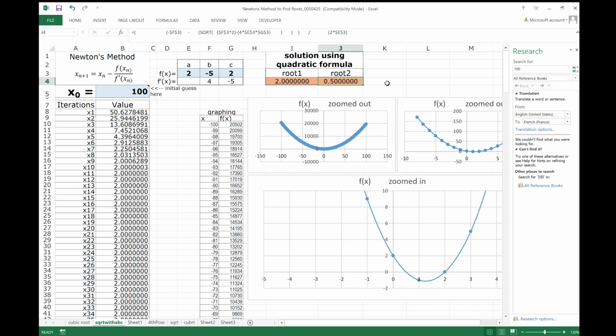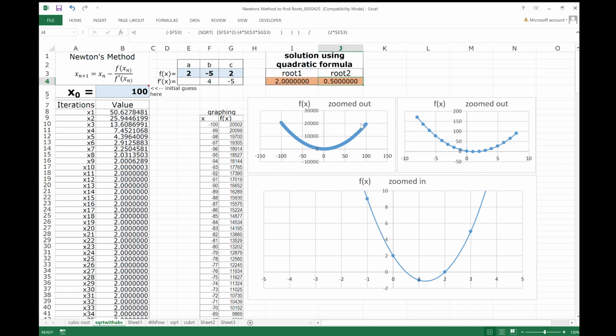The three pictures are graphs of f of x with different ranges. They're zoomed in at various levels. The graph on the bottom is the most zoomed in.